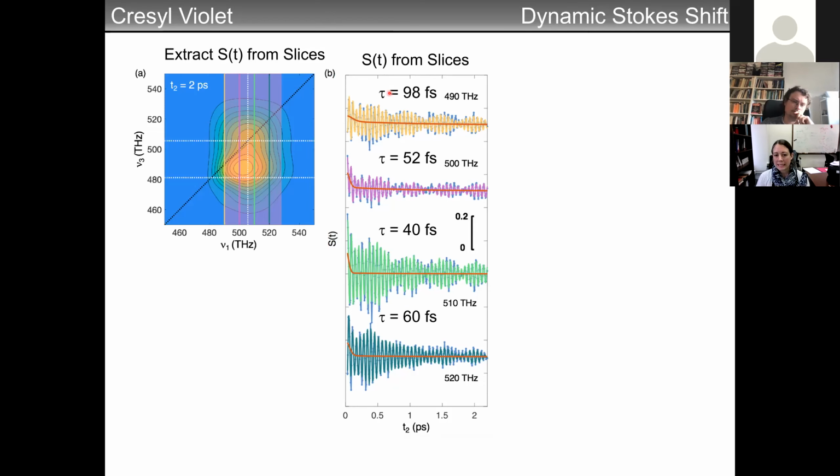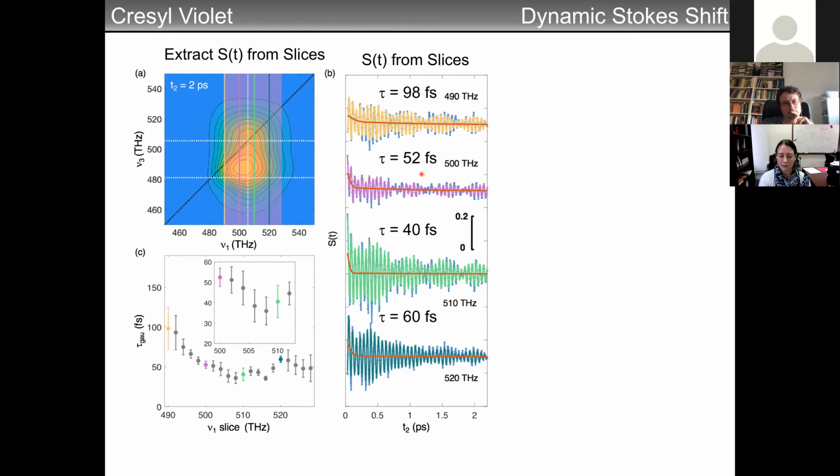And so what we see is that now the time scales depends on the excitation frequency, right? And so to sort of look at this in a different way, I'm going to plot these time scales that we're extracting as a function of the excitation frequency that they were extracted from, right? So this yellow line matches here. This pink one is the time scale here, the 52 femtoseconds. This green one is here, and this dark green one is here.